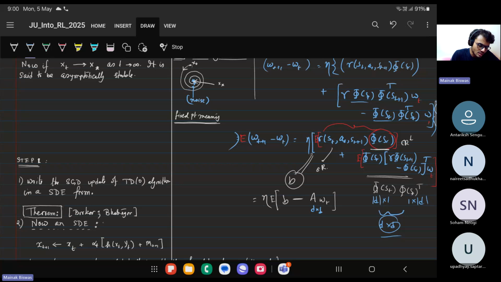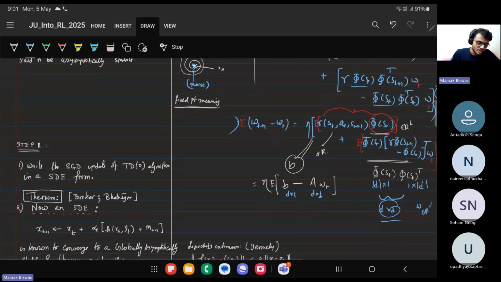Am I making a mistake? W is in R^D. Oh, it's fine. B is also D cross 1. Sorry, I thought B was S comma 1. Fine. So this is D cross 1.